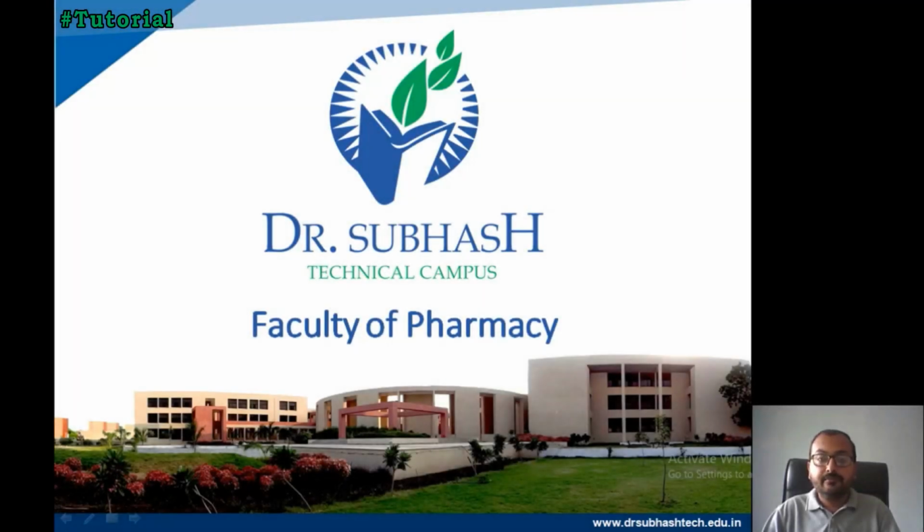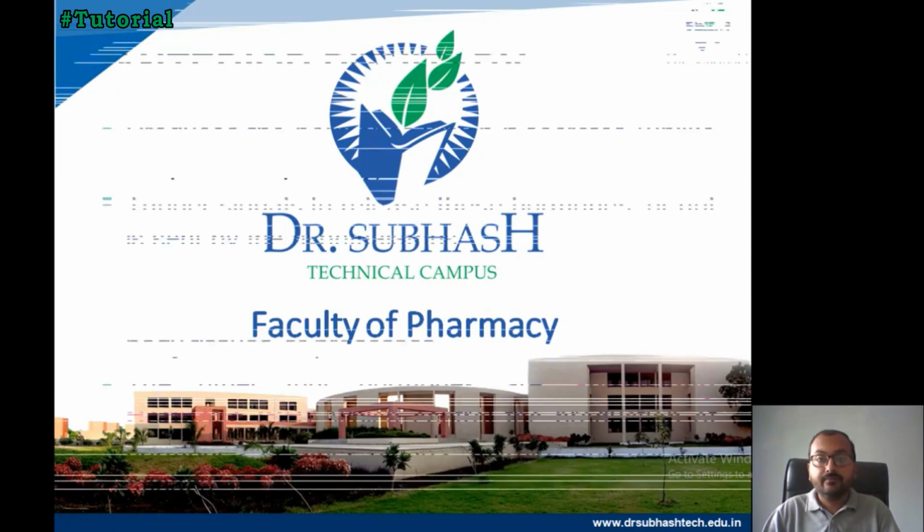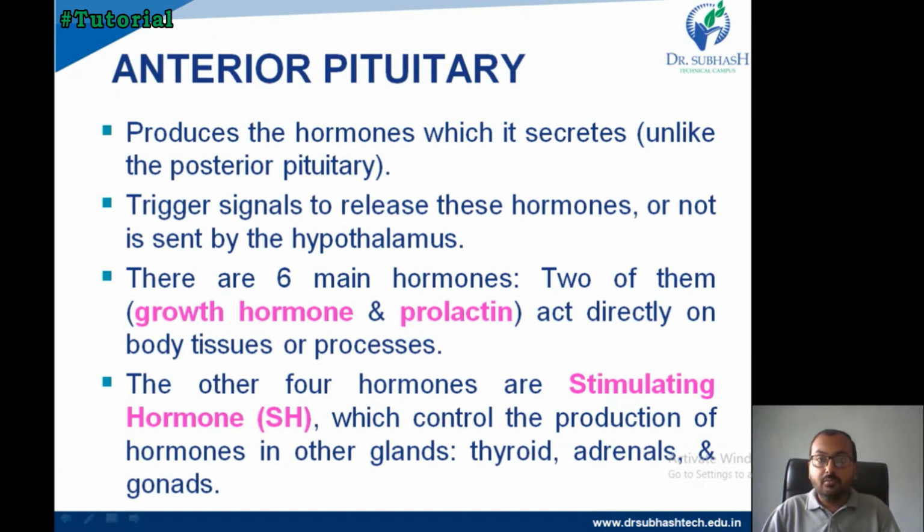Today we are going to discuss secretions of the anterior pituitary gland. It produces the hormones which it secretes, unlike the posterior pituitary gland. We have already seen that the posterior pituitary just has a role in storage of those hormones which are already prepared by the hypothalamus. The anterior pituitary receives signals to release these hormones or not, sent by the hypothalamus or higher center of the brain. There are 6 main hormones.